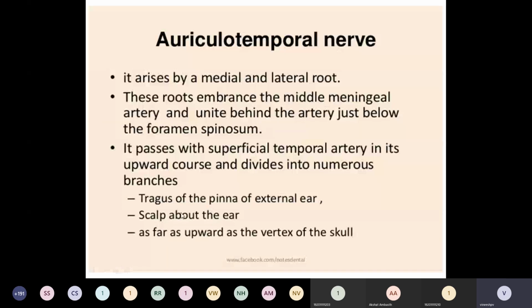There is no need to explain all of these. We can just tell: the auriculotemporal nerve arises as a medial and lateral root. It encloses the middle meningeal artery. Then it supplies the scalp, along with the tragus of the ear.